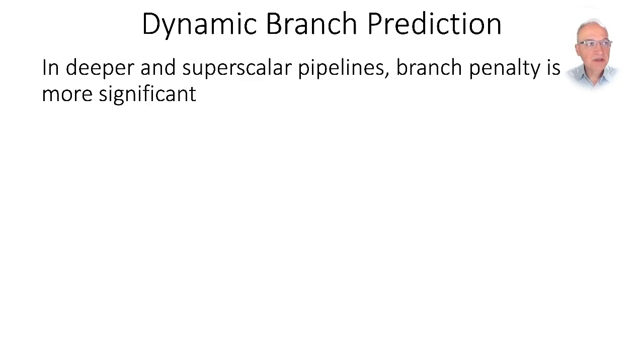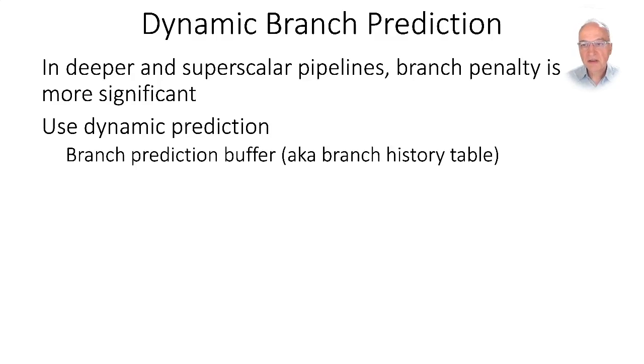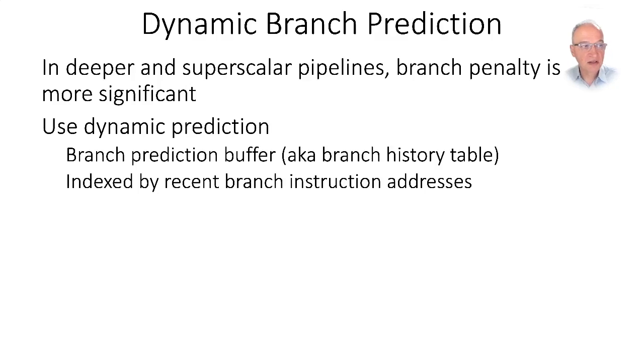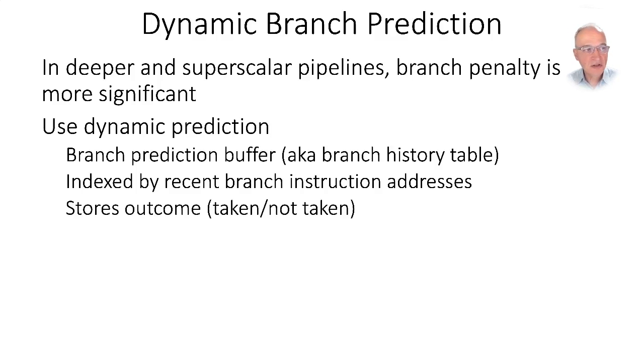For dynamic branch prediction, as I said, the pipelines are much bigger. That's why I say deeper and superscalar pipelines. The branch penalty is much more significant. There will be a branch prediction buffer, also known as a branch history table, that records the history of all the branches that got executed. I will index this table with the address, actually some of the bits of the address of the branch instructions.